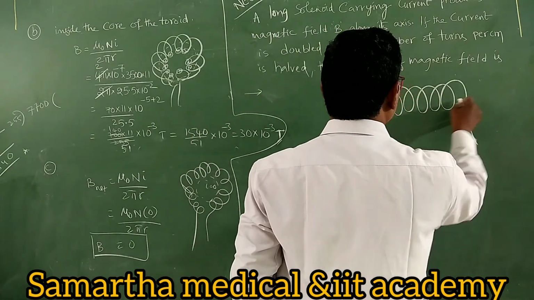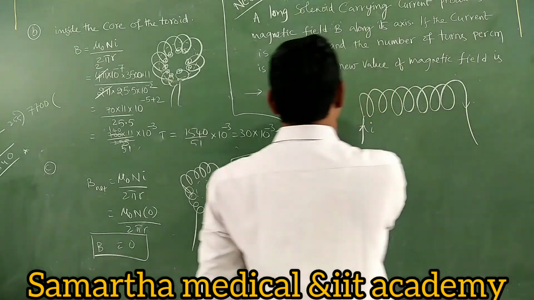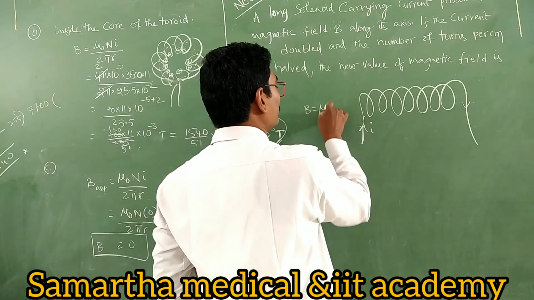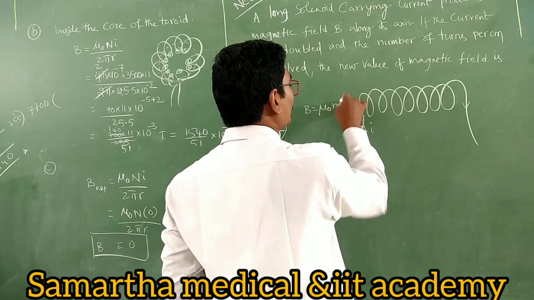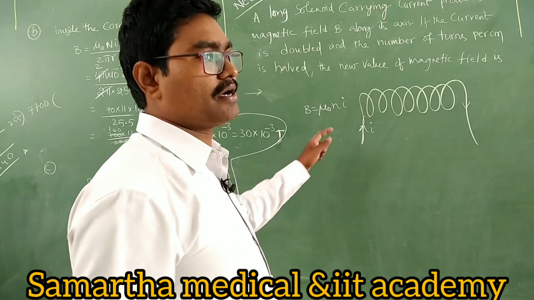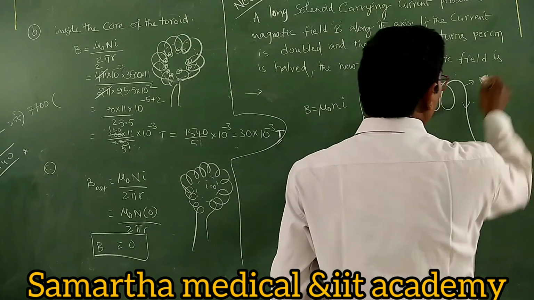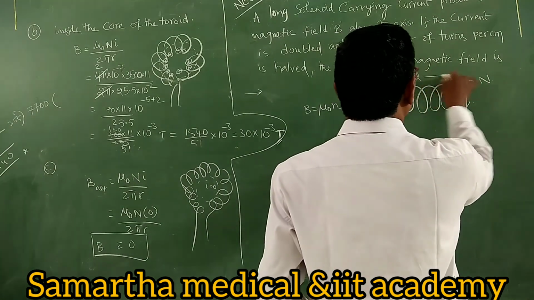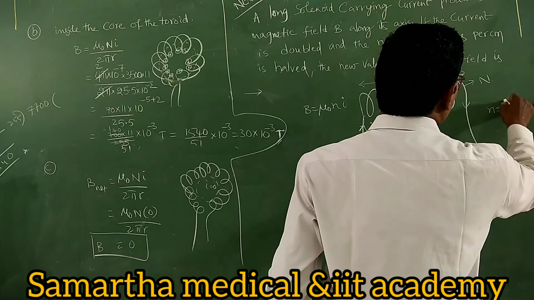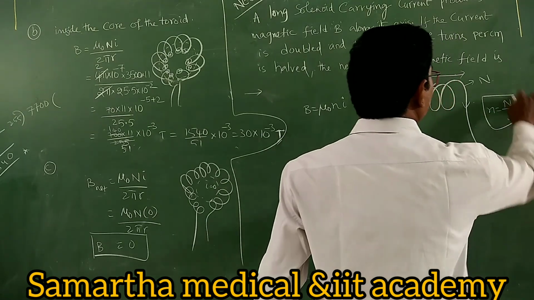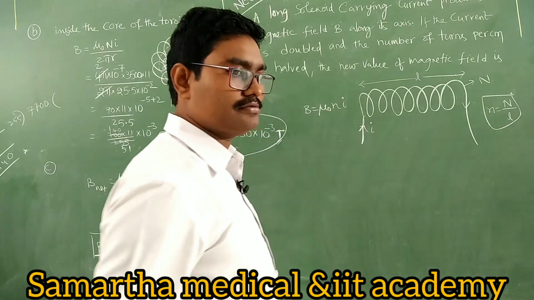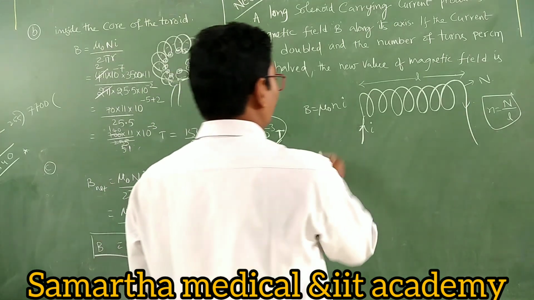What is the formula? B is equal to mu naught small n I. Small n is capital N by L. If here capital N is the total number of turns, let L be the length, then small n is nothing but capital N by L. That is the value here, small n, number of turns per unit length, mu naught n I.